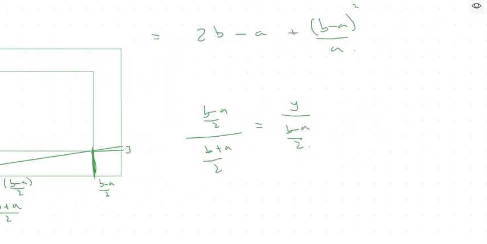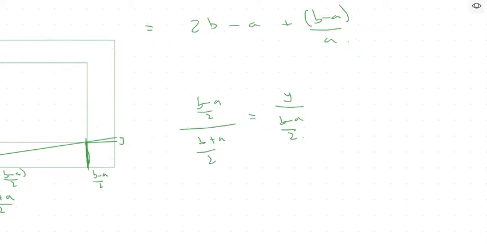I'm assuming here that everyone remembers similarity from their GCSEs. Effectively, the ratios of the sides of two similar triangles are the same. So that's what we've been doing. Cancel these. So Y is equal to (B minus A) all squared over (B plus A), or 2B plus A.